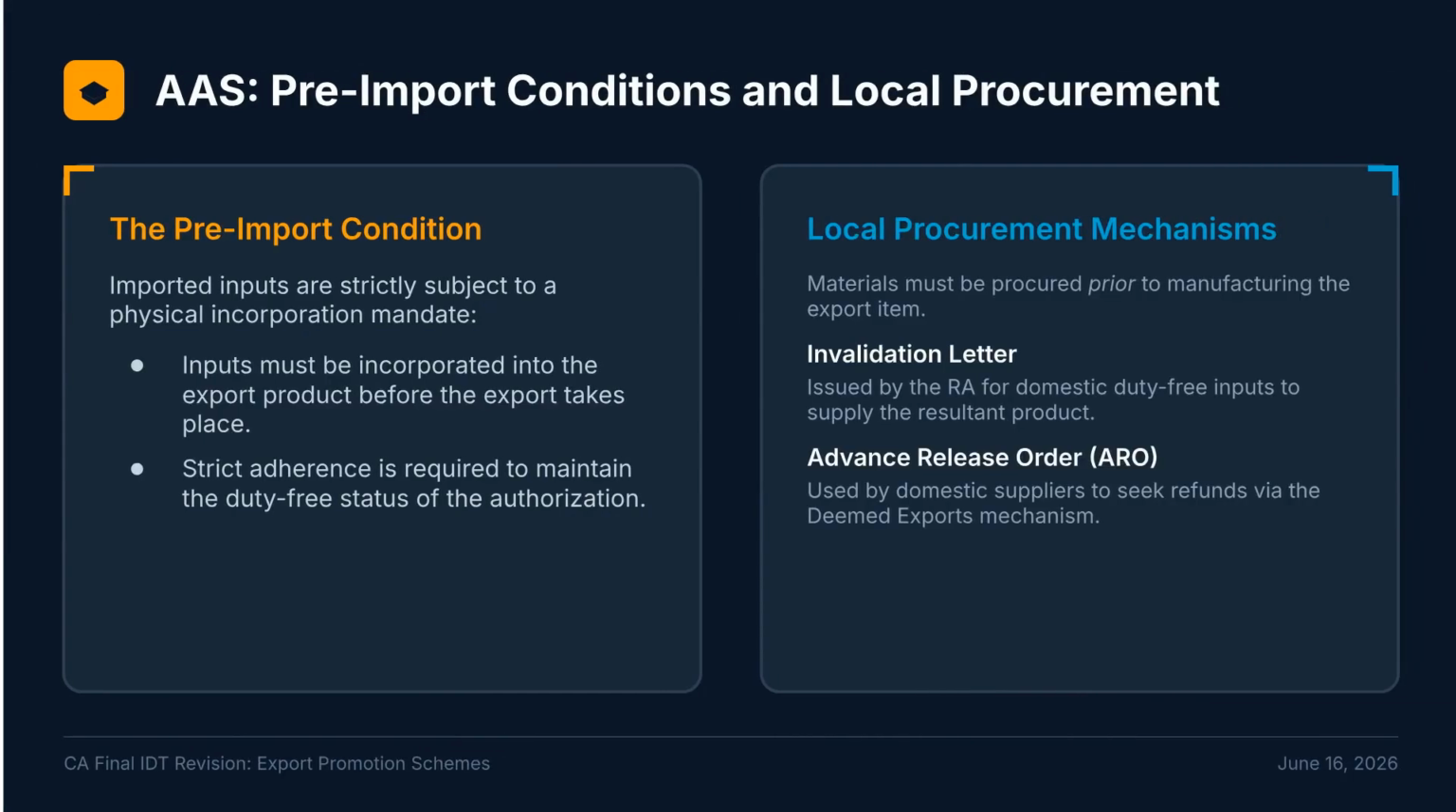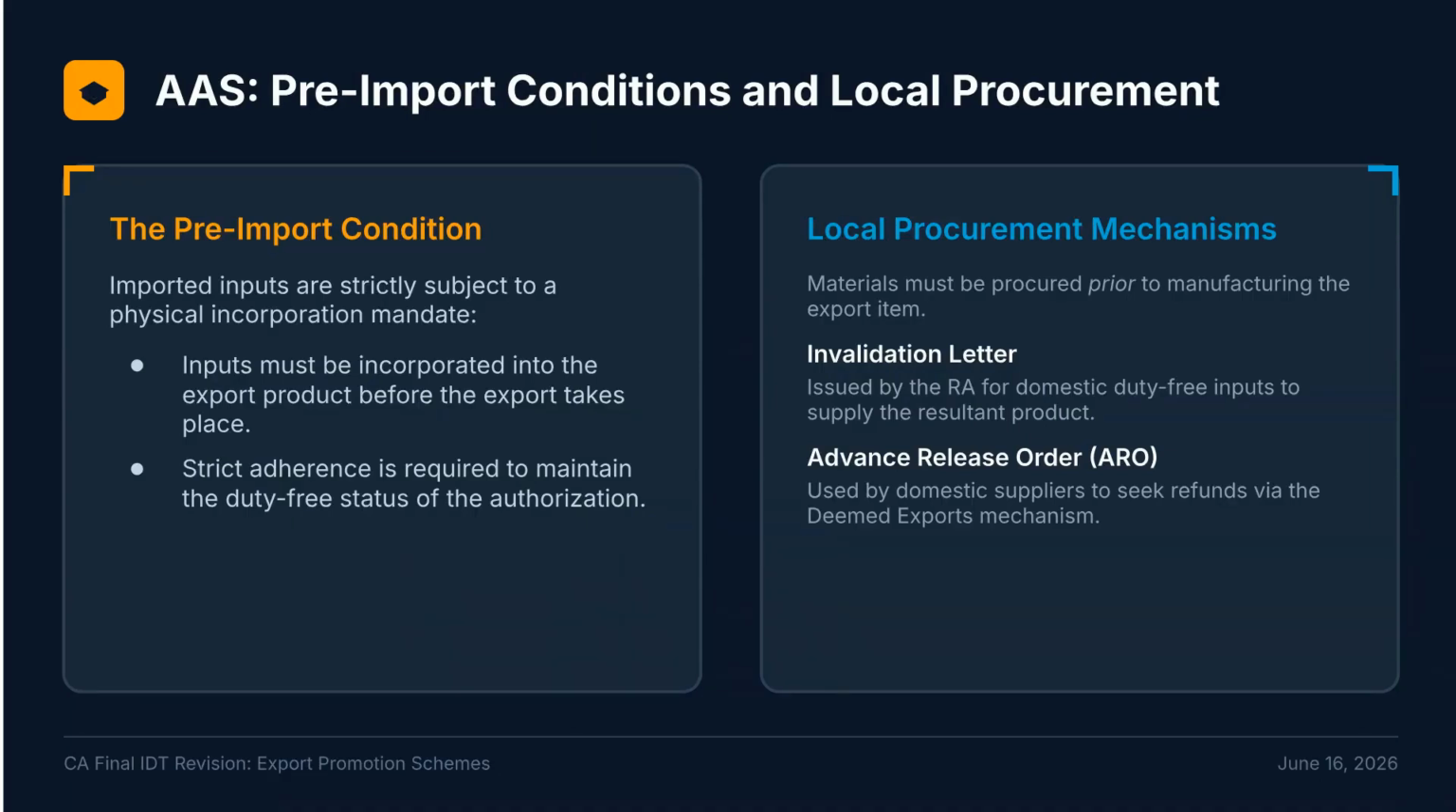One of the most important principles of advance authorization is the pre-import condition. The logic is simple. Duty-free inputs must actually be used in producing the export product. Therefore, imported inputs must be physically incorporated into the goods that are eventually exported. For local procurement, the same principle applies. Materials must be procured before manufacturing begins.